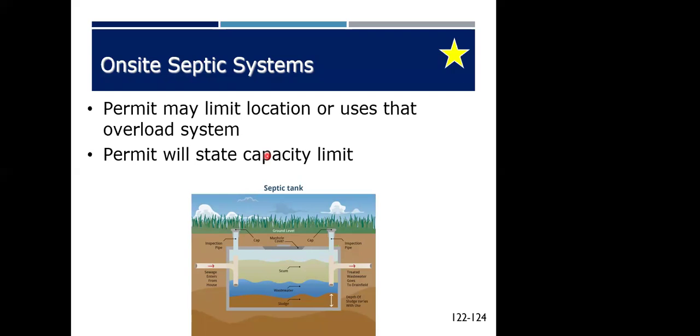The permit will also tell us the capacity. The capacity of the on-site septic system is stated as a number of bedrooms, the number of bedrooms that this septic system will support. The rule of thumb is 2 human heartbeats per bedroom. So if your on-site septic system permit has a capacity of 3 bedrooms, that means the system will support 6 people, 2 human heartbeats per bedroom.